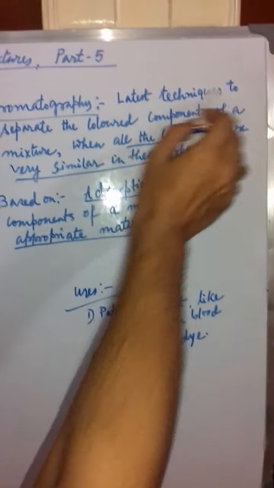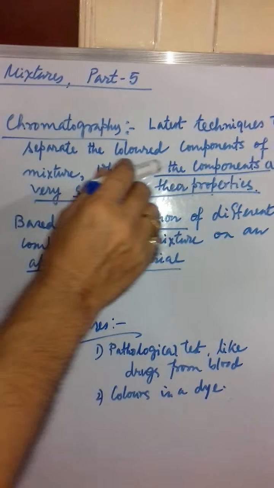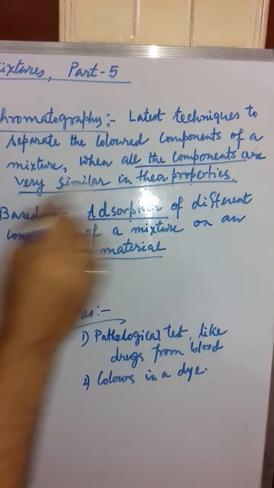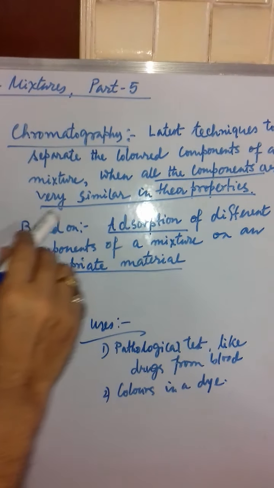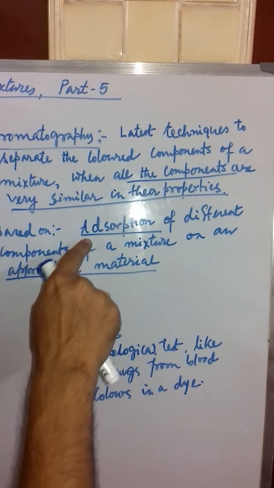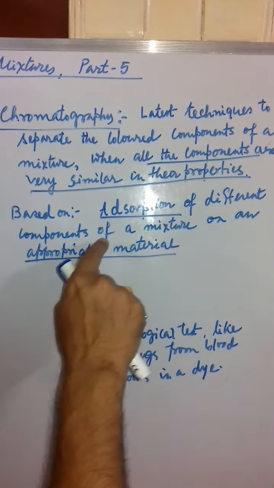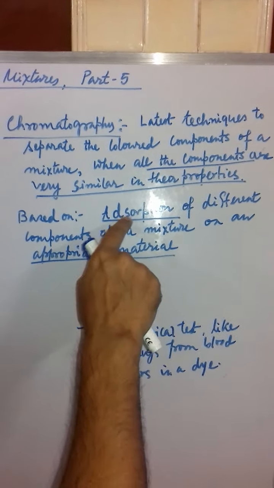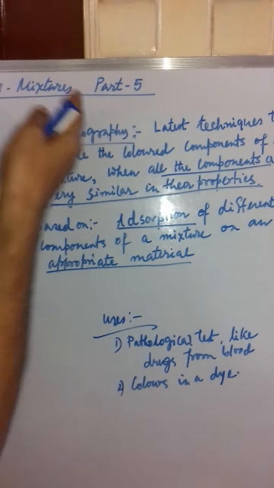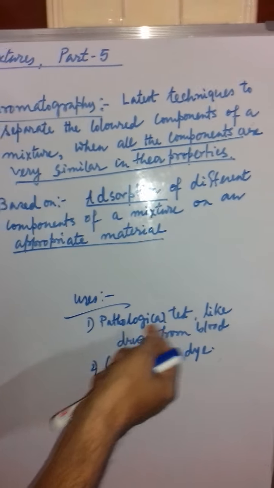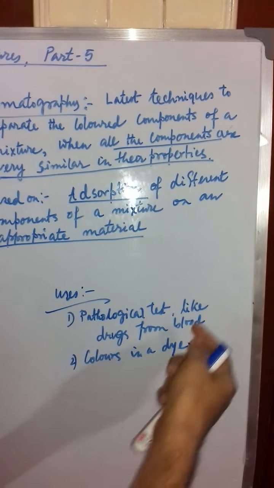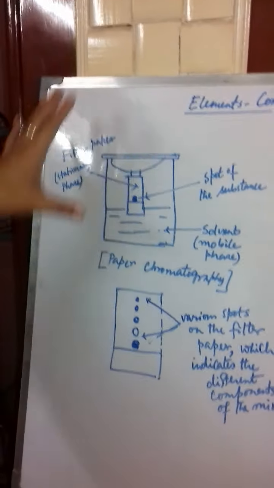Now let me explain this one. Chromatography is a latest technique to separate the colored components of a mixture when all the components are very similar in their properties, based on adsorption of the different components on an appropriate material. Adsorption is a surface phenomenon, and we use chromatography in pathological tests, like separation of drugs from the blood, or colors in a dye. Now let us discuss the technique.